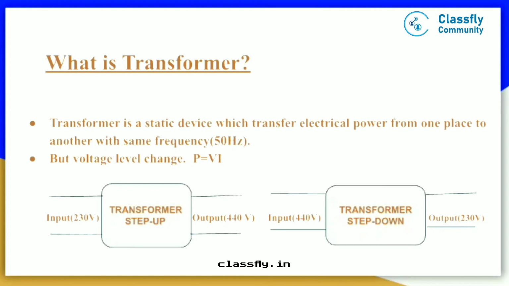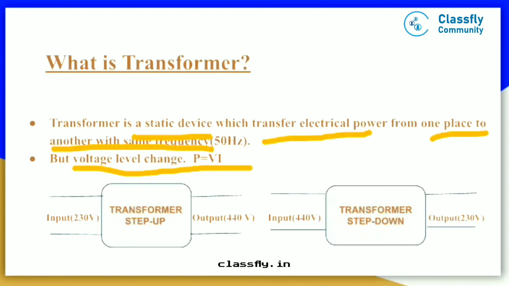So whenever you need to write what is transformer, you will write: it is a static device which transfers electrical power from one place to another with the same frequency. That's all. The next important point is that only its voltage level will change, that is P equal to VI.